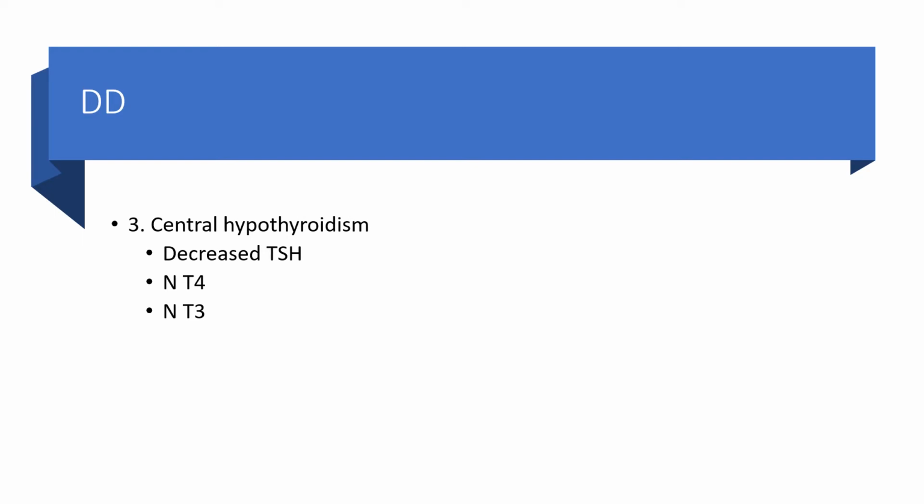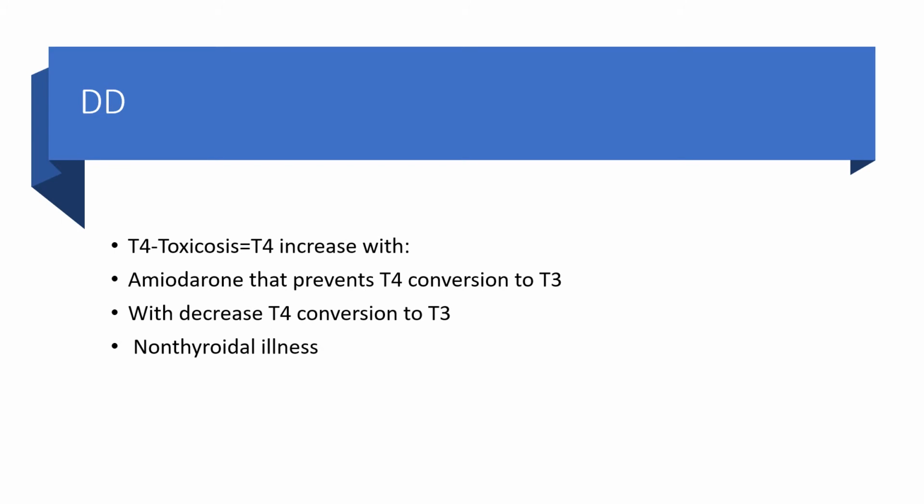Another differential is central hypothyroidism, which will give the feature of decreased thyroid stimulating hormone, normal T4, and normal T3. Also, I have detailed explanation, including treatment, when it comes to central hypothyroidism on my channel. You can check that out. T4 toxicosis is not new to my channel. You can check this series, you'll find that.